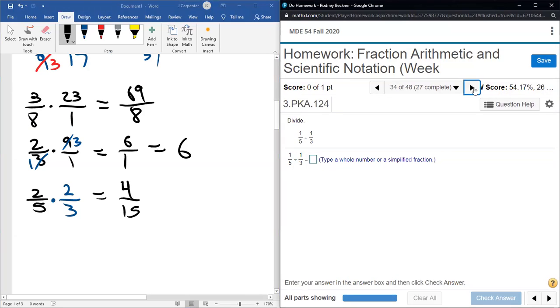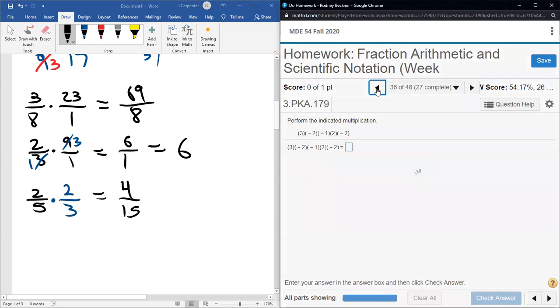That one's another boring one. Boring. Let's see how many more. I think that 35 will be the last one I'll do. Yeah, 35 will be the last one for this stuff.